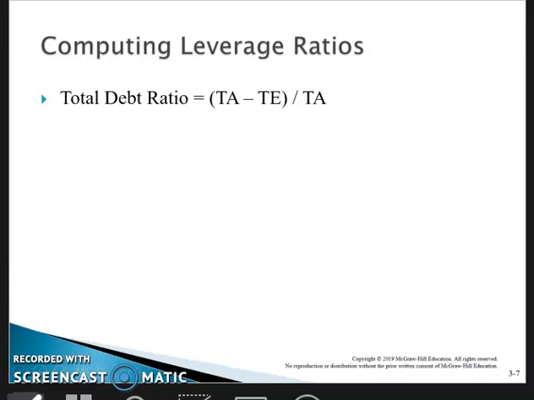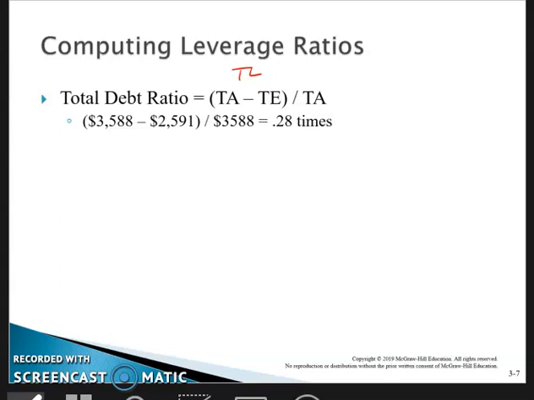So, this is total assets minus total equity. Remember your balance sheet equation. That's total liabilities. So for our imaginary corporation, that's 3,588,000 minus 2,591 million of total equity. We divide that by total assets, and we get 0.28 times.